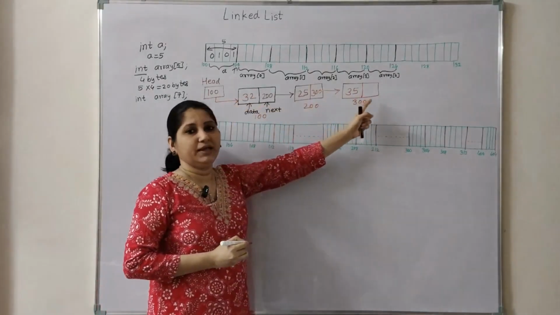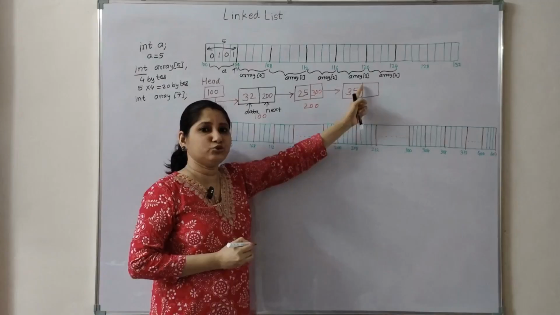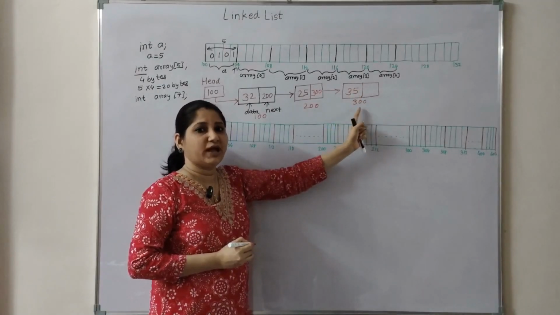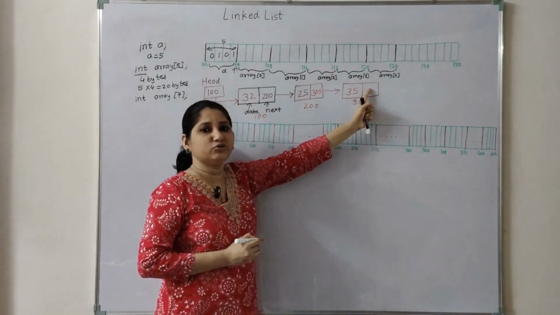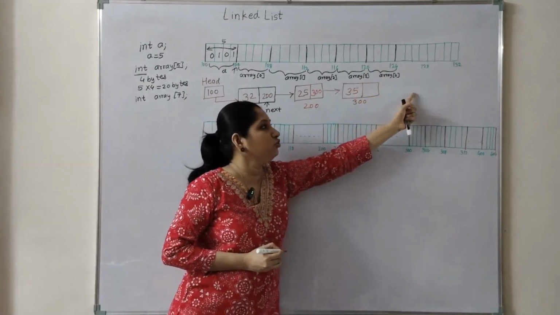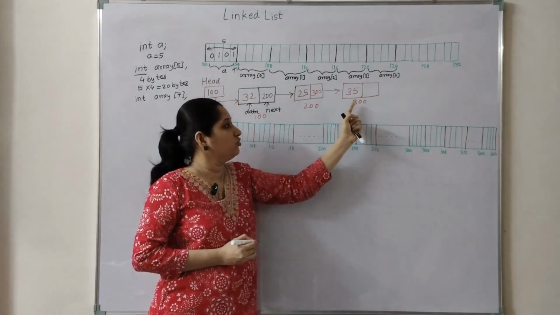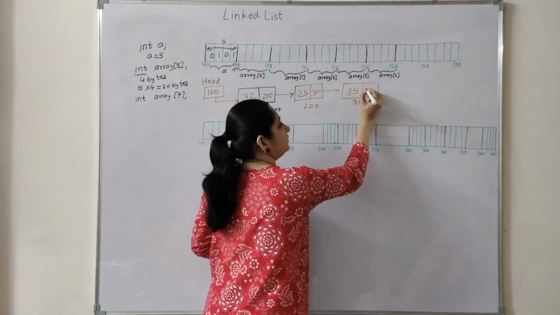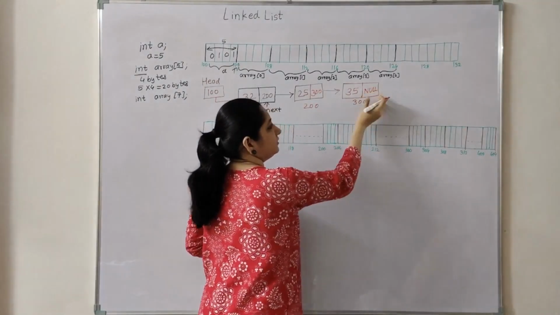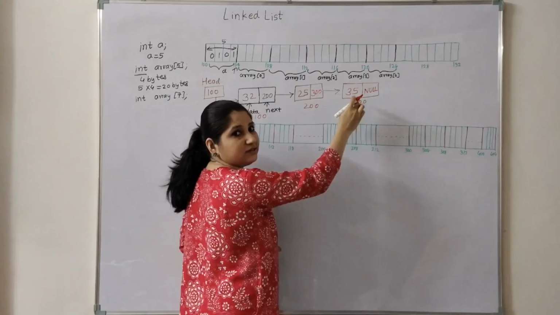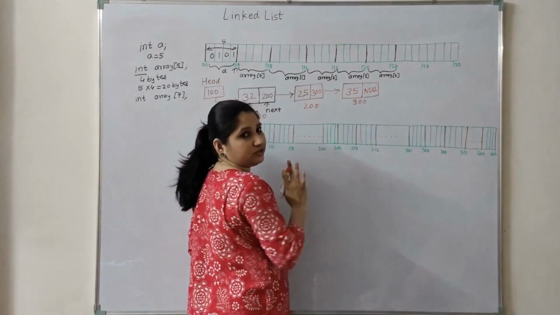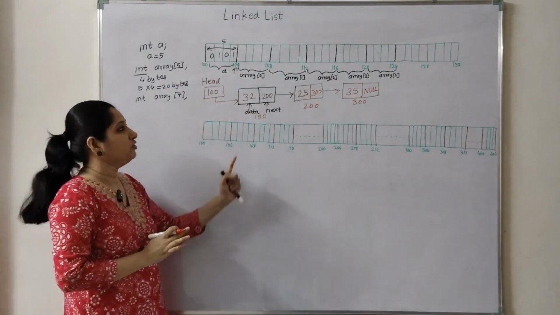Whenever the linked list ends, this is the last node of our linked list. The last node will not store the address of another node because there is no node present after this memory location 300. So you can put null here. That means there is no linking between the last node and any other node, because this is our last node.